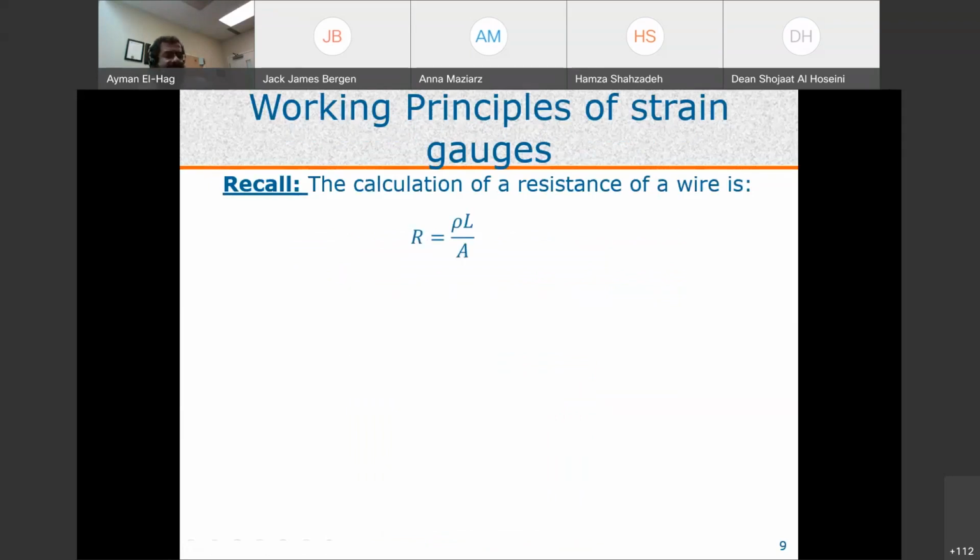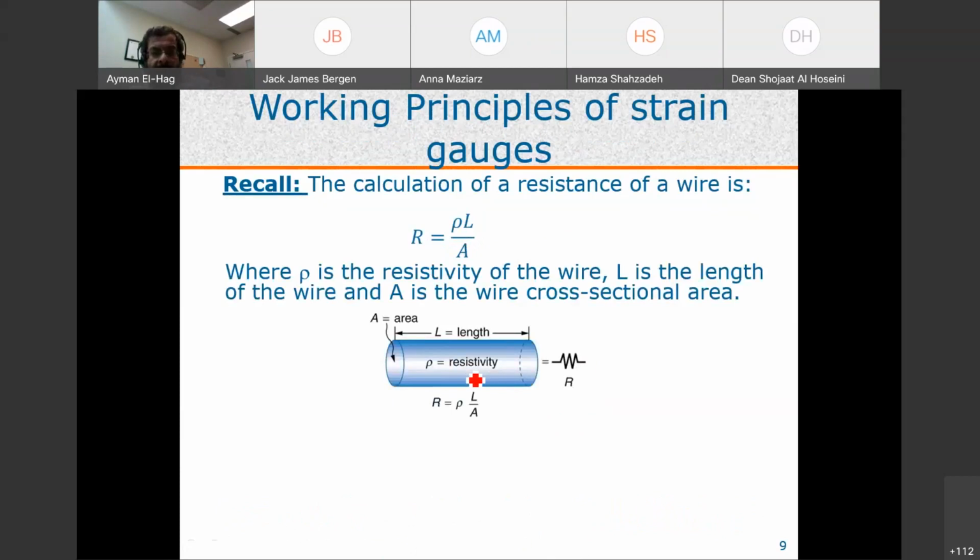Okay, now let's see the calculations. As I just mentioned, R equals rho L divided by A. So what is the principle here? How does it work? So this is a wire. Remember, the strain gauge basically is a long wire like this between, let's say, terminal A and terminal B. Okay, so you have a wire that has its resistance, that is a function of the cross-sectional area and a function of the length of that wire.